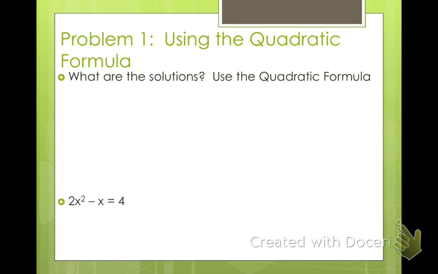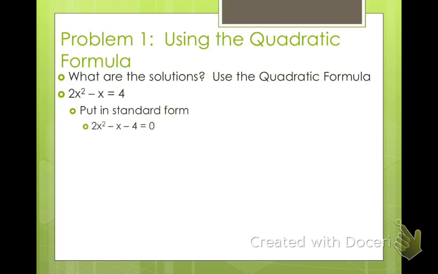Alright, so what are the solutions using the quadratic formula? We have 2x squared minus x equals 4. Now, in order to use the quadratic formula, we must put it in standard form first. So it has to be ax squared plus bx plus c equals 0. So it must equal 0 if we're going to use the quadratic formula. So if we subtract 4 from both sides, we get 2x squared minus x minus 4 equals 0. So our a is 2, our b is negative 1, and our c is negative 4.